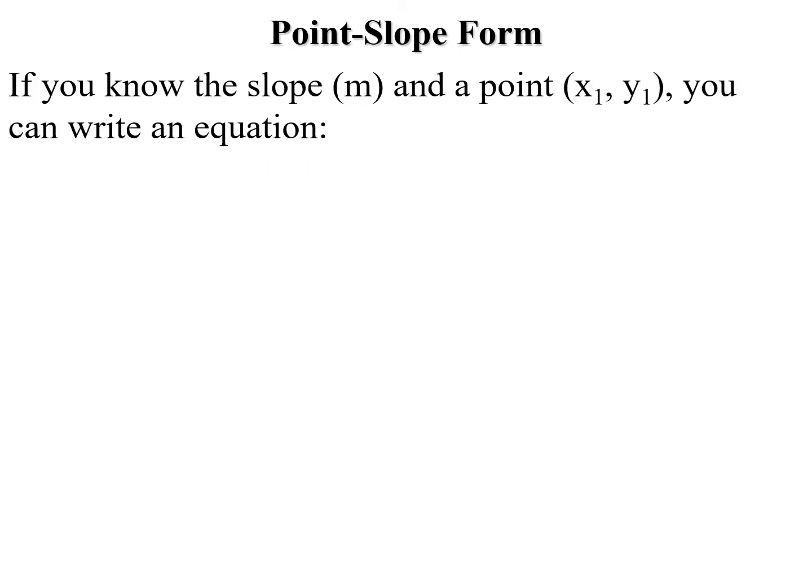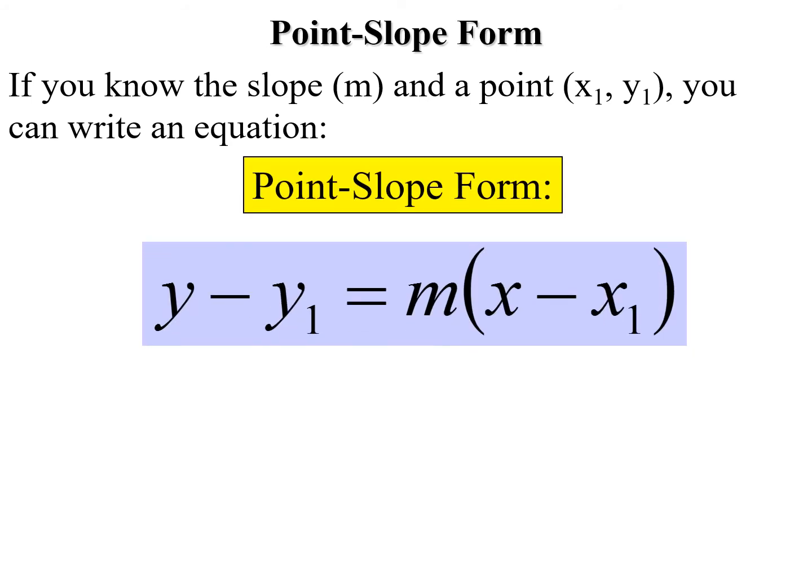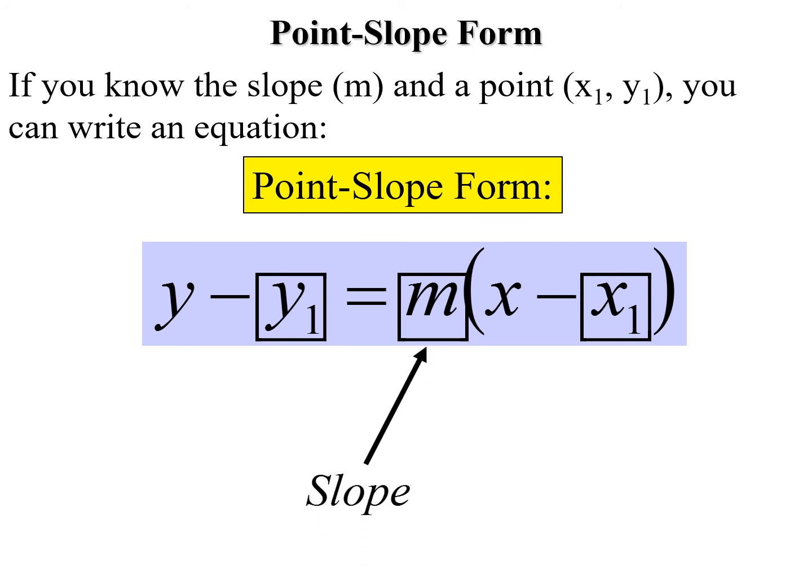Let's go ahead and take a look at point-slope form. Point-slope form is if you know the slope m and a point (x1, y1), you can write an equation. So for point-slope form, we have y - y1 = m(x - x1). So recognize that the m is the slope, just like it was in slope-intercept form, and the x1 and y1 is that point that we know.